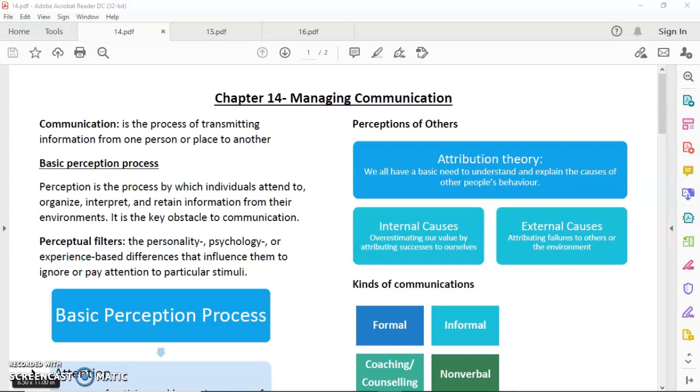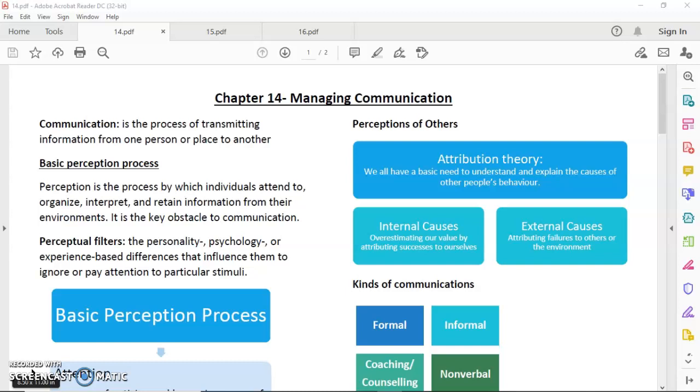First we need to know what communication is in order to know more about managing communication. Communication is the process of transmitting information from one person or place to another. The basic perception process is a process by which individuals attempt to organize, interpret, and retain information from their environment. It is the key obstacle to communication.